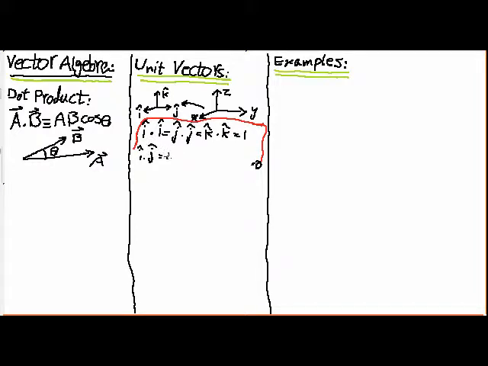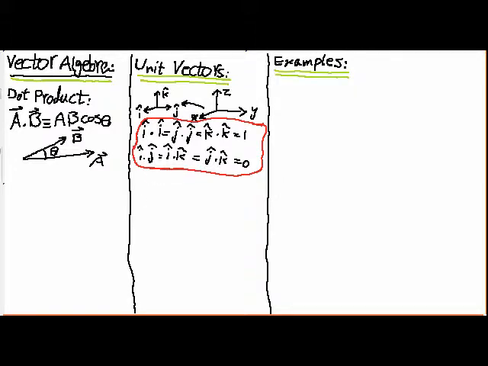Okay, i hat dot j hat equals i hat dot k hat equals j hat dot k hat equals 0. And so later you will see how important these equations are and how they make our problems more understandable and easier to solve.